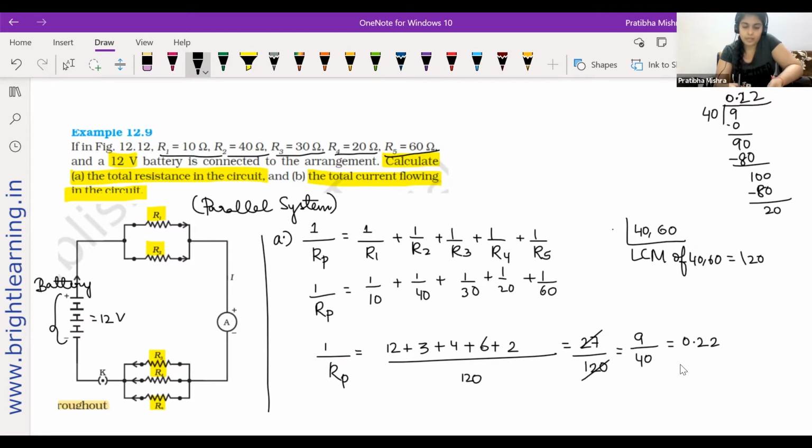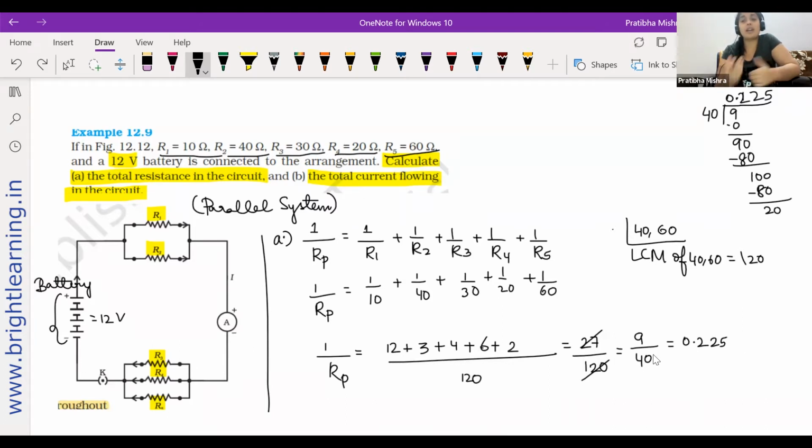9 upon 40. 225, 0.225. So up to 3 decimals, they have written that you get. That should be the answer. Okay, all right. Ohms, sorry, not ampere. This is ohms. Okay, 9 by 40.